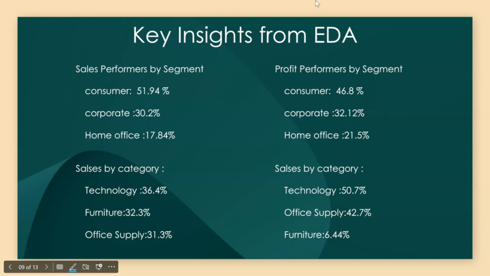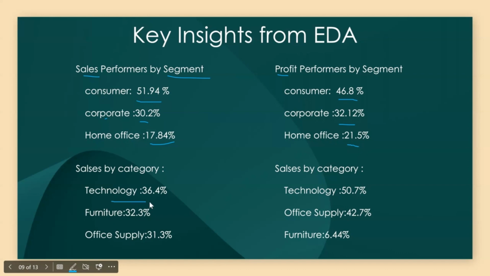The main key insights from this data analysis is we could see sales by the segment, the top one is consumer, which is 51%, and seeing the same profit we could see 46%, nearing by 4 to 5%, and corporate it is 30 in sales and 32 in profit. Home office we could see 17, which is less here, but in the profit we could see 21%.